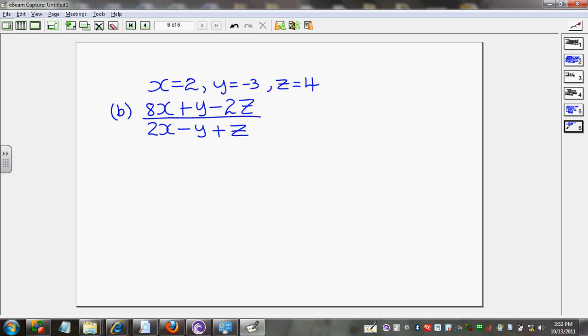Okay, so I think most people look pretty good on this one. All right, and how do we work it out? Well, all we do is substitute the numbers for the letters, remembering to put them in brackets. So this would work out to be 8, open brackets, 2 for x, plus y, sorry, not y, you have to substitute for y. So that would be, instead of y, we'll put in brackets minus 3. Then we have minus 2. Instead of z, we'll put 4.